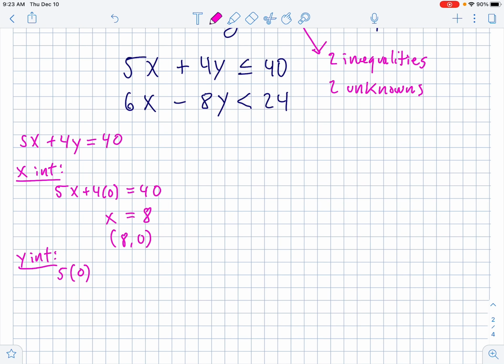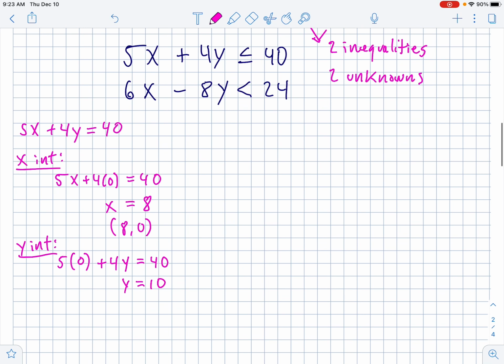The y-intercept is when you make x 0. So put in a 0 for x, you get 4y is equal to 40. So when you solve this, y is equal to 10, which means 0, 10 is the intercept for that one. So that was for this guy here. Now let's do the same thing, but for this one over here.